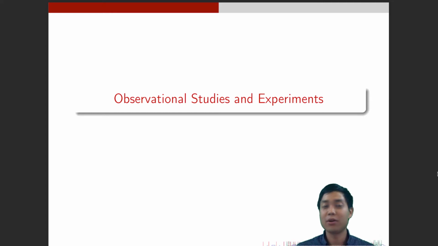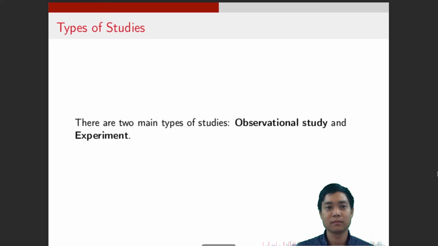In this video, I'll be going over two main types of studies, observational studies and experiments, and talk a little bit about the types of conclusions that you can draw from these. Right, so as I mentioned, there's basically two main types of studies, observational study and experiment. There's a lot of other different types of names that you might hear for all sorts of different studies, but we're just going to mainly focus on these two main categories.